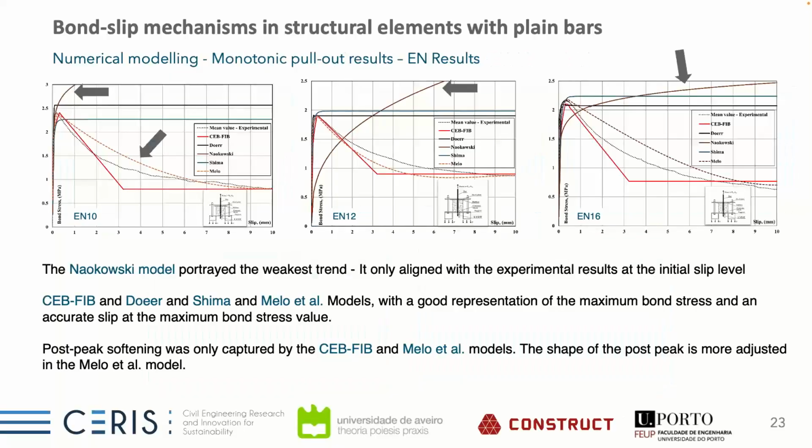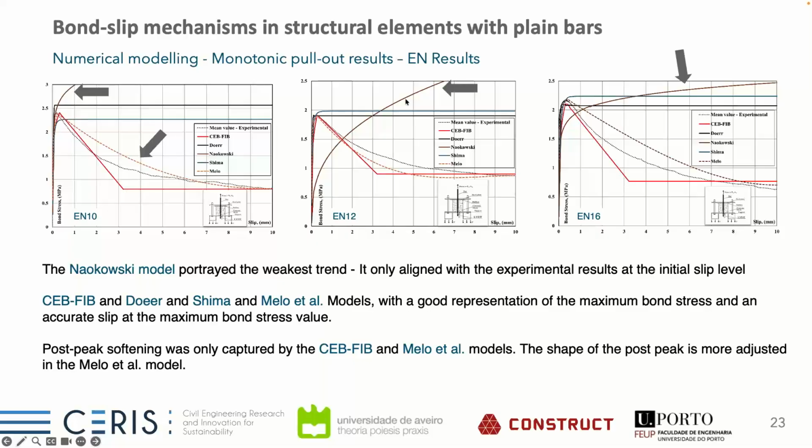When we look at the results, we can see some of the main conclusions that will be repeated for the EN specimens and for the SP specimens. Remember that only the anchor length is different between the two test setups. We can see that the Nowakowski model portrayed the weakest trend, not aligned with the experimental tests in most of the cases. We have a problem adjusting the model to our experimental results.